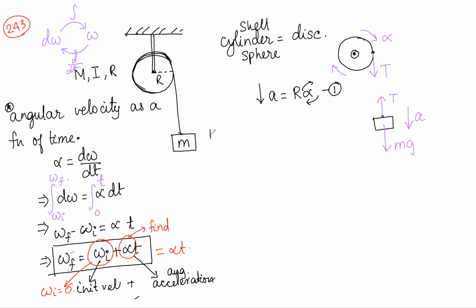Next, you write an equation for the block. So for the block, you can write plus mg minus T is equal to m into a. Second equation that we have.